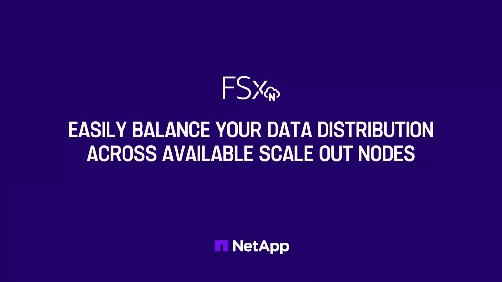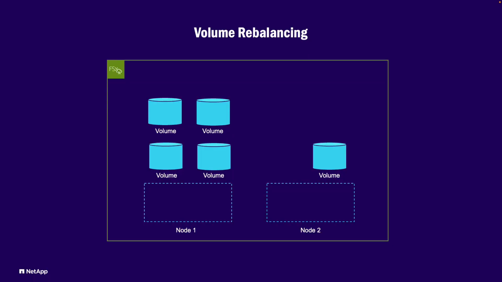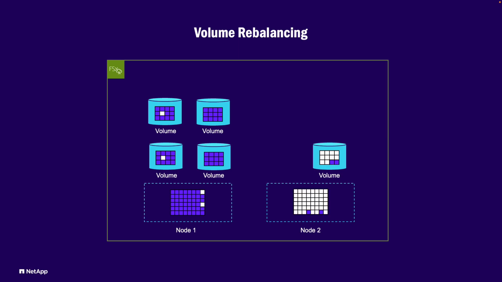Easily balance your data distribution across available scale-out nodes with Workload Factory. When working in large scales, you may find that over time, some nodes in your Amazon FSx for NetApp ONTAP deployment can run out of space, or alternatively, be underutilized.